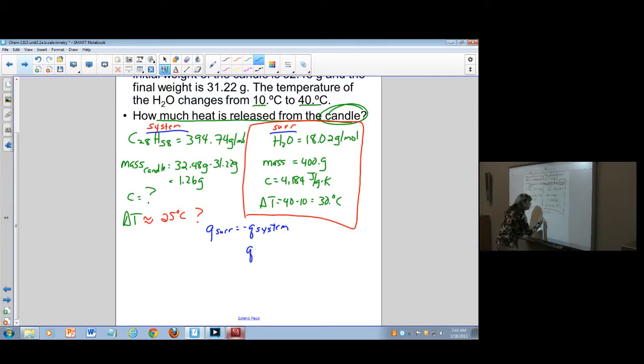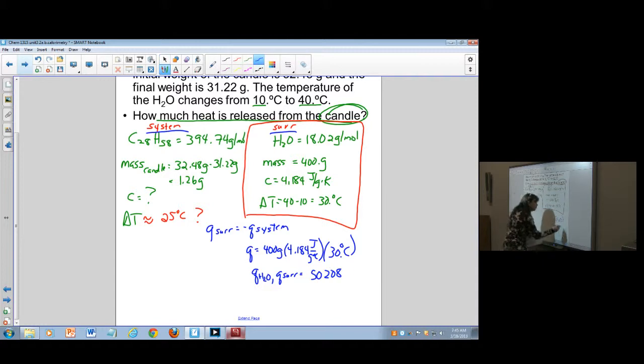So in this case, Q is going to be equal to 400 grams times 4.184 joules per gram per degree Celsius times our temperature change of 30 degrees Celsius. And so Q for the water, for the surroundings, it's not really around it, but that's what we measured, we'll call it the surroundings, works out to be equal to 50208 joules.